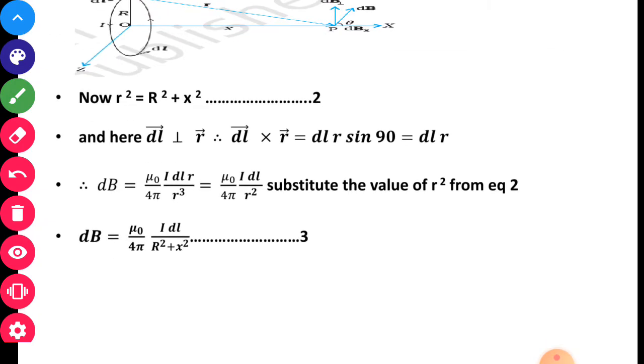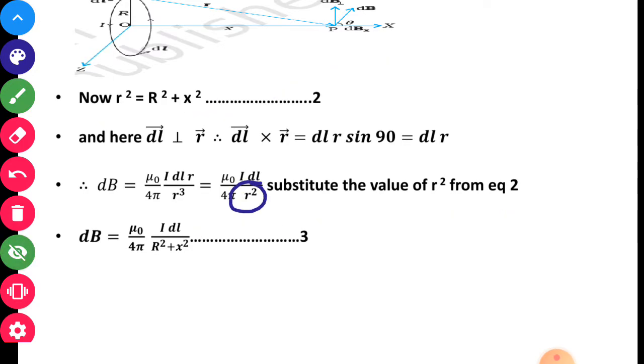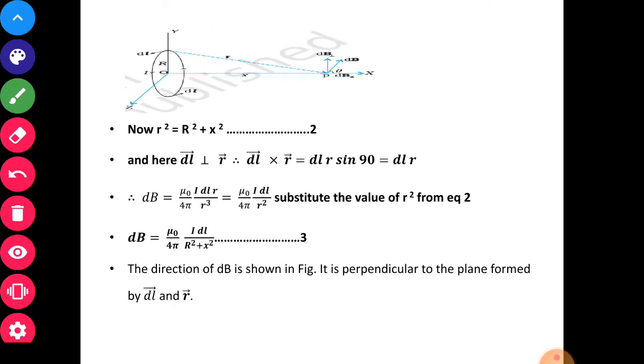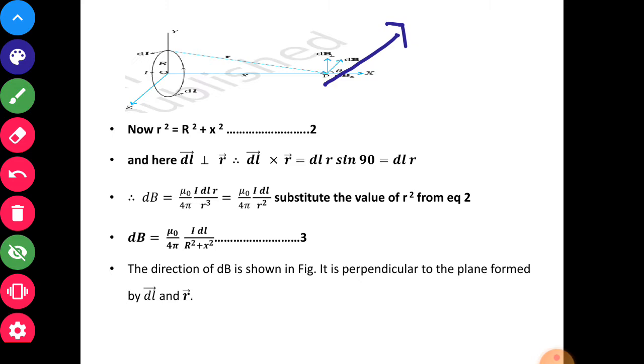Instead of this small r square, we are putting capital R square plus x square, and so we get this new equation. Now the direction of dB is shown in the figure that I explained. This is the direction of dB, you can see it easily. It is perpendicular to the plane formed by dl and r that I explained.